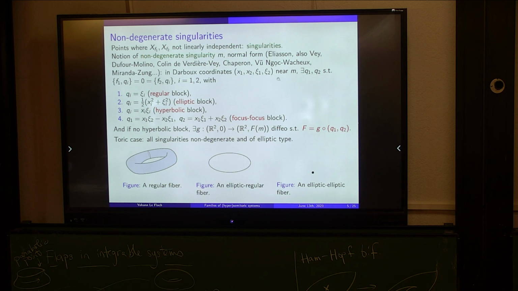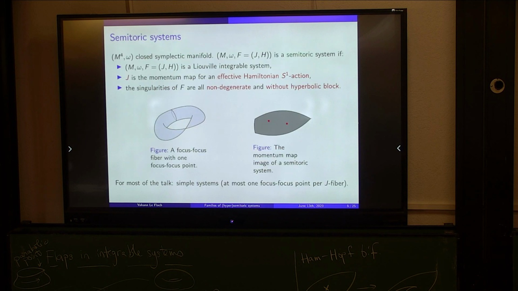This theorem, due to Eliasson and building on the work of many people, I guess, is much better when you don't have any hyperbolic singularities. You have directly that your momentum map is exactly Q1 and Q2 up to some diffeomorphism. So in semitoric systems, again, this is the same definition that Joey showed. You will not have an effective Hamiltonian T2 action, but you will have an effective Hamiltonian S1 action generated by the first component.